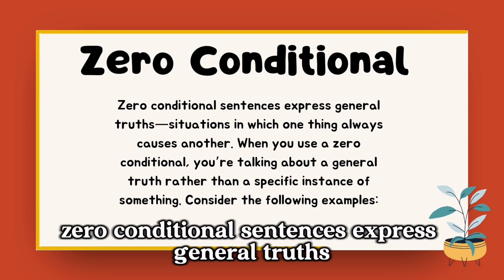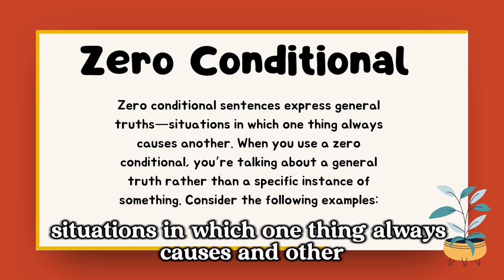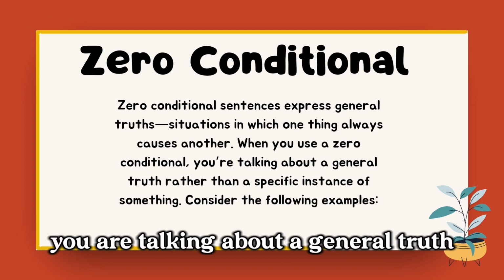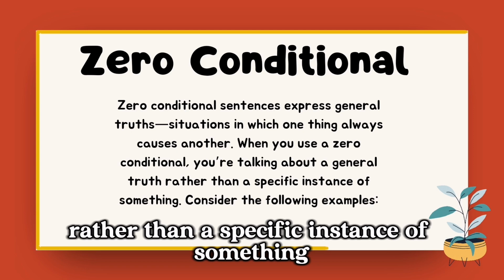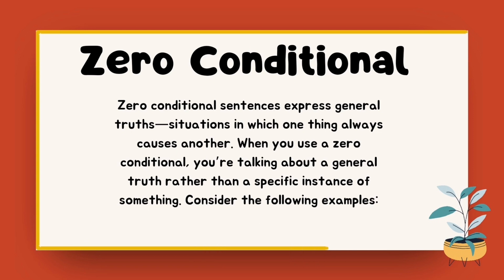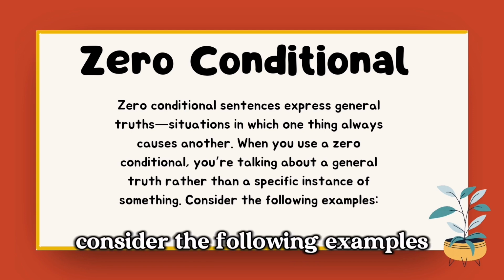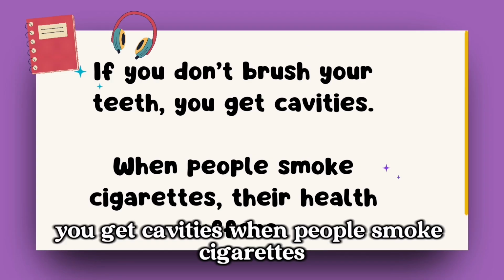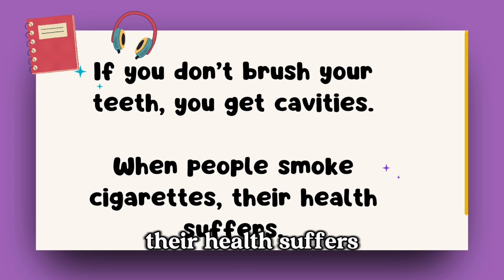Zero conditional sentences express general truths, situations in which one thing always causes another. When you use a zero conditional, you are talking about a general truth rather than a specific instance of something. Consider the following examples. If you don't brush your teeth, you get cavities. When people smoke cigarettes, their health suffers.